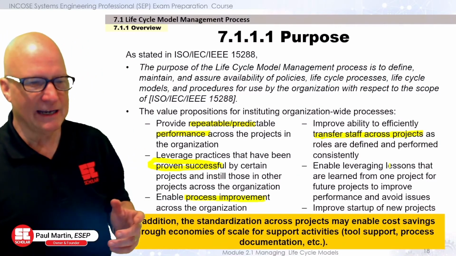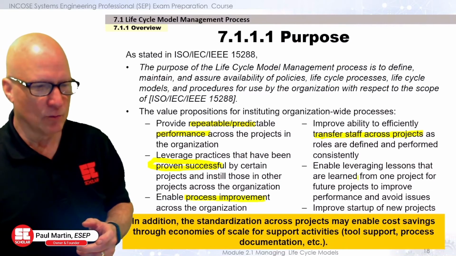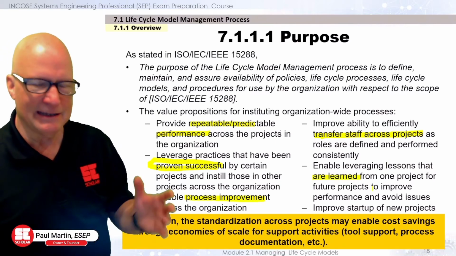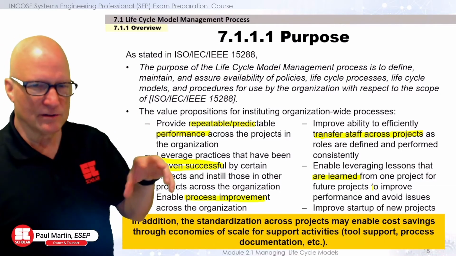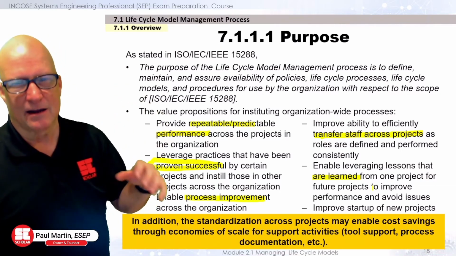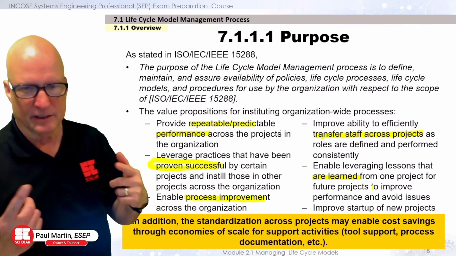And of course, any lessons you learn from one project to the other, at the end of the Federal Express project, Boeing should sit down and think to itself, what did we learn from this?